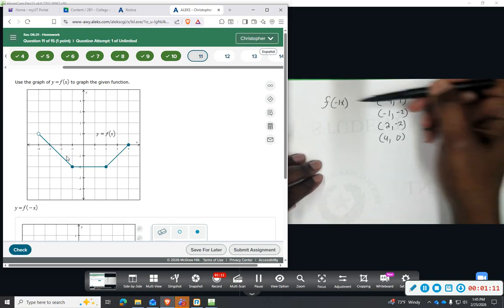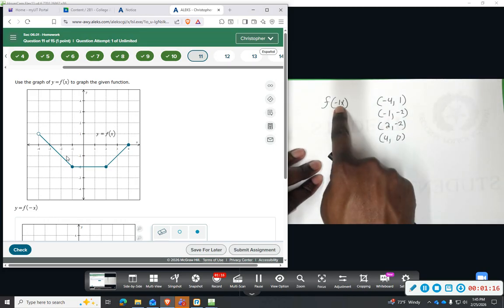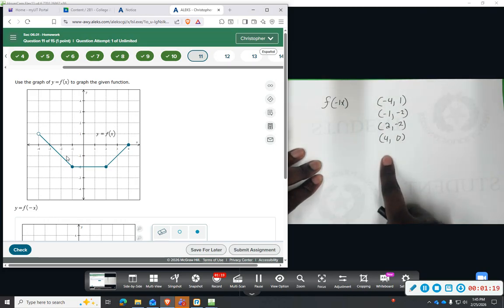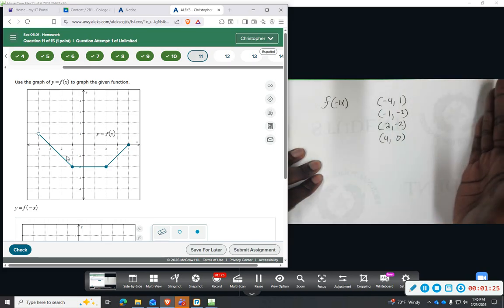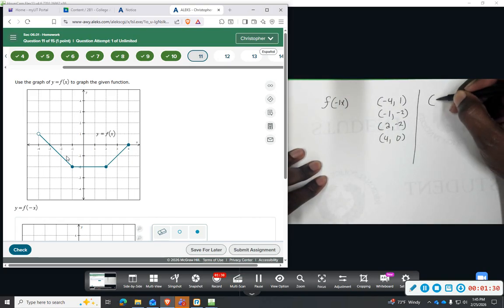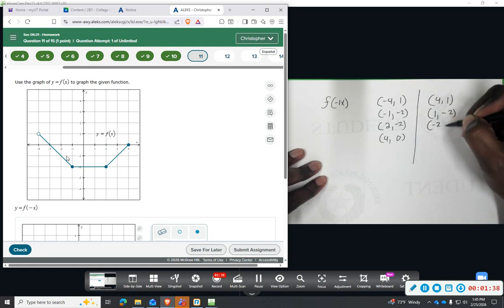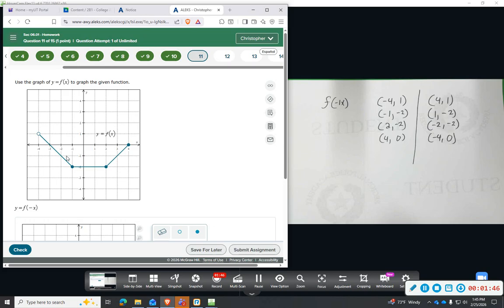All right, so when we change the sign on the x, I would basically take all of these points and change the sign on the x coordinate only. So when x goes from negative to positive, it flips across the y-axis. My new values would be +4, 1, +1, -2, -2, -2, and then -4, 0. So I'm going to plot these ordered pairs and then draw line segments between them.